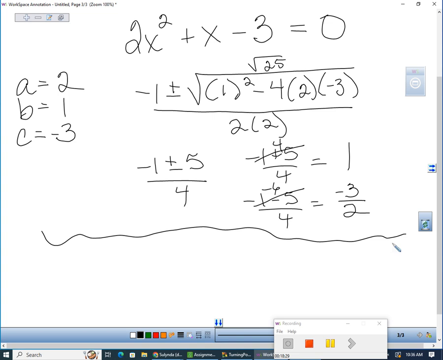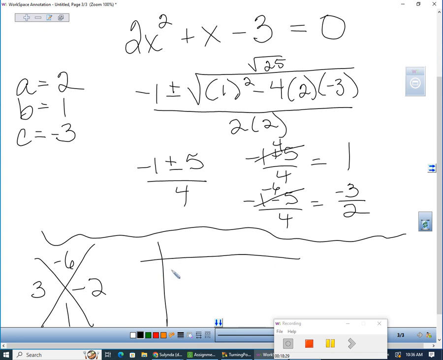Now, I want to quickly show, for those of you that would have chosen to do it by factoring, it's not a wrong choice. Let's factor it as well. So I would draw my x. Last number times the first would be negative 6. Middle number is 1. The sides would be 3 and negative 2. I would draw my box. First term in the box is 2x squared. Last term in the box would be negative 3. My diagonal would be 3x and negative 2x.